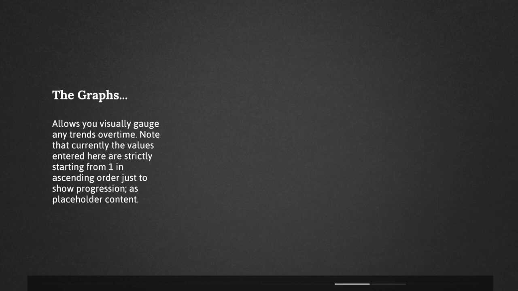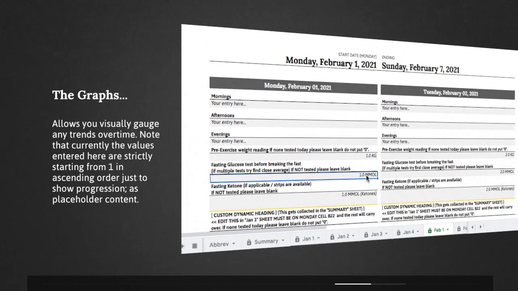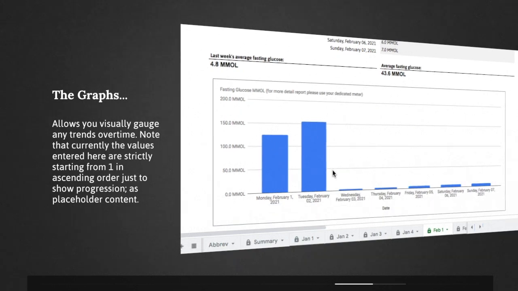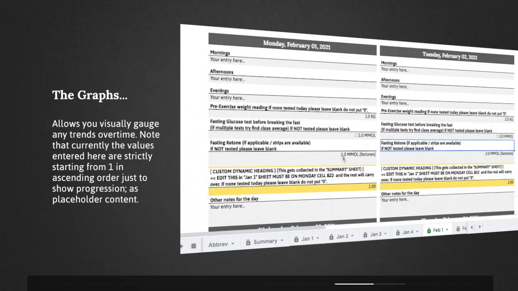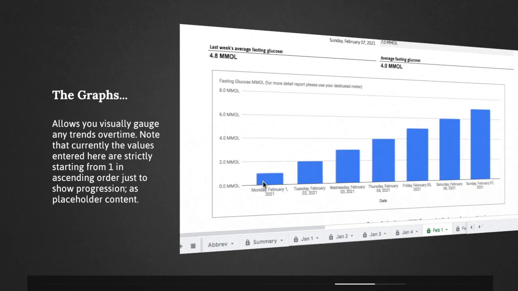Just beneath our end of week notes, we have a presentation of our graph, in which, in this case, we can see a progression of our fasting blood glucose levels that we have inputted from our daily inputs. Keeping in mind that at this stage, we are only using placeholder values just to show progression.